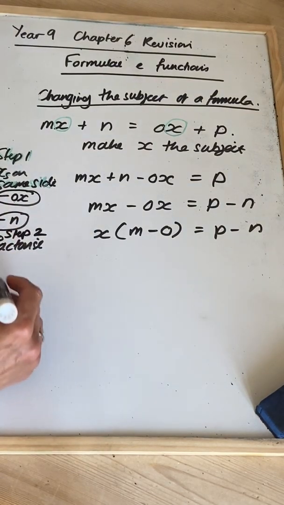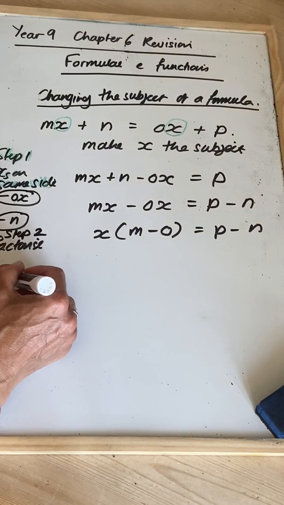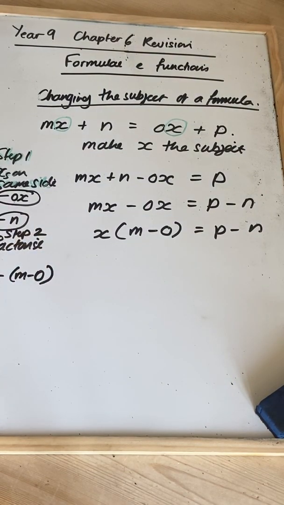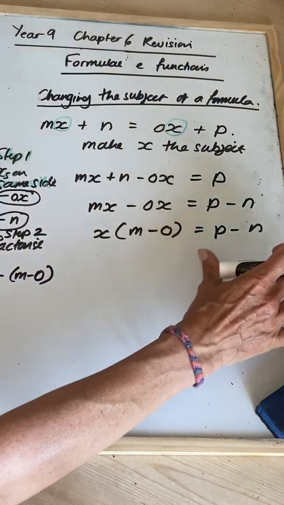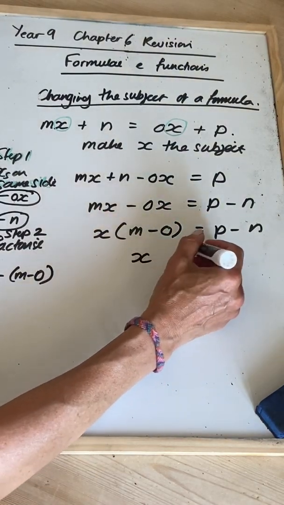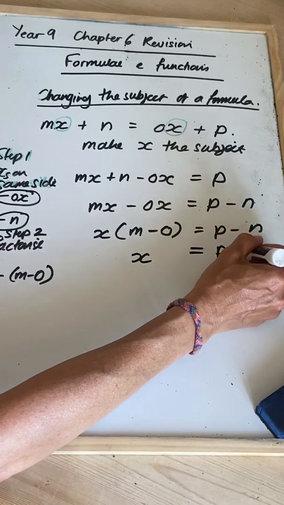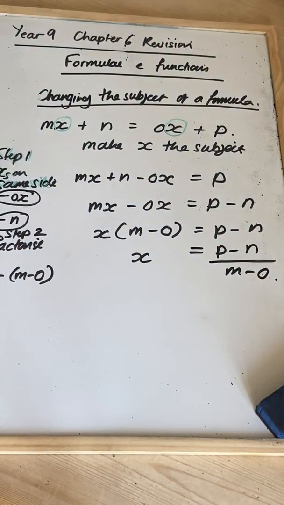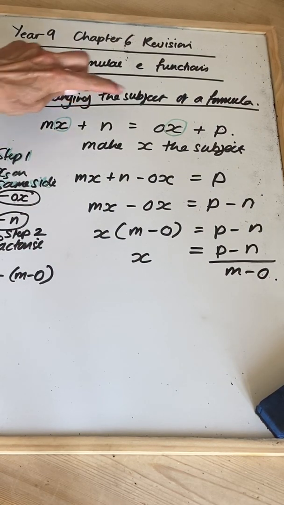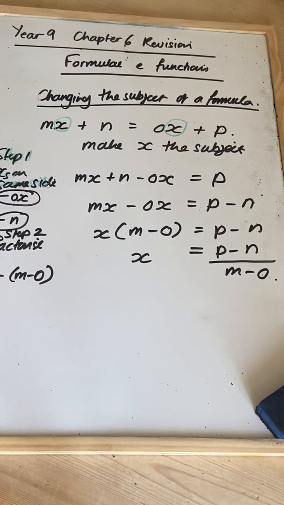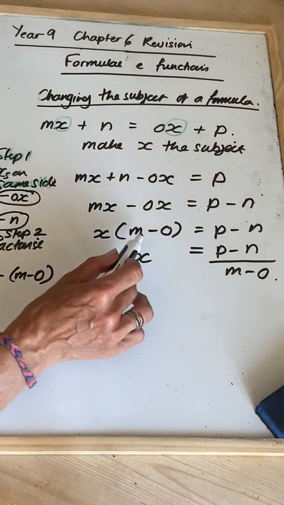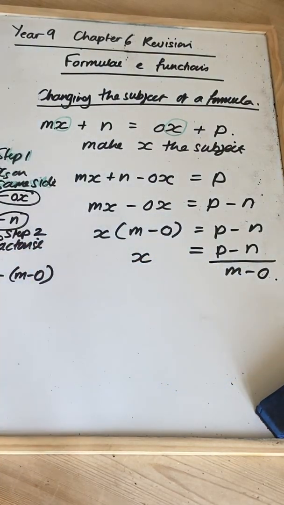And then the final step, I'm going to divide by my thing in brackets, which is the brackets m minus o. So I take the whole of the m minus o, I'm dividing through by that. That leaves x on its own there, and the m minus o over there. So that's a harder one because the x's are in two places. That's the method for them: get the x's on the same side, factorise, and then you can just divide through by the thing in brackets.